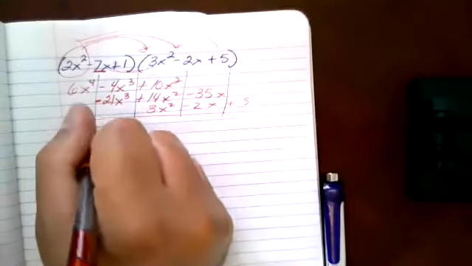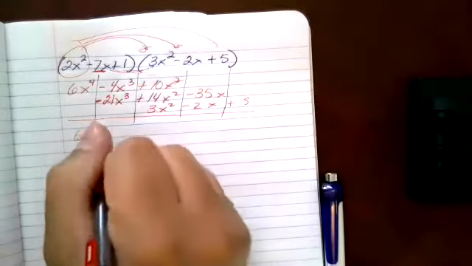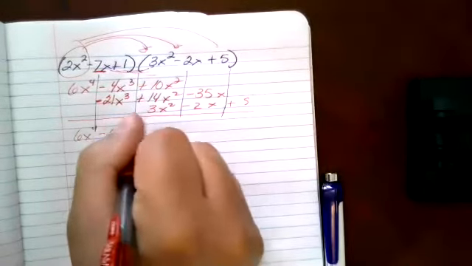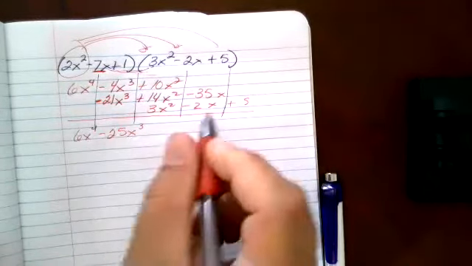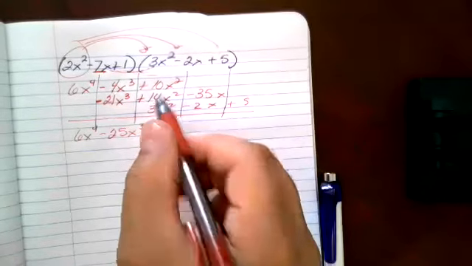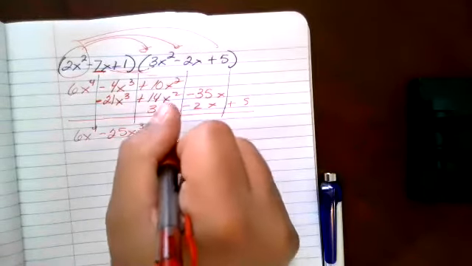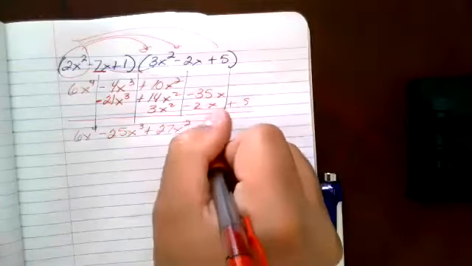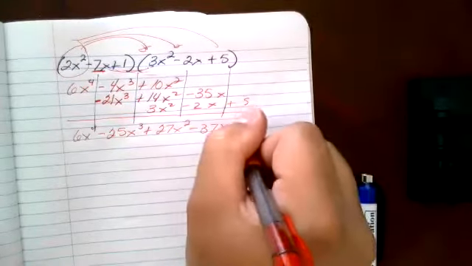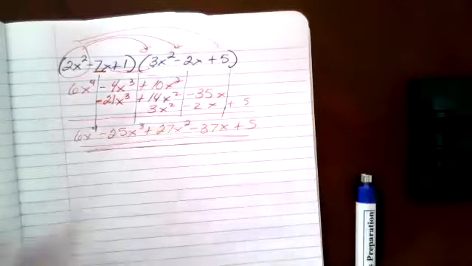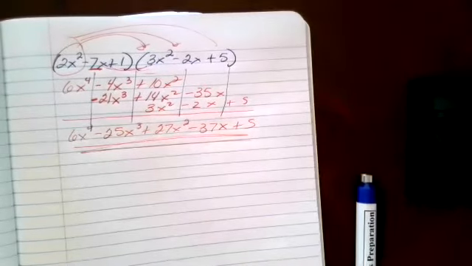So I have a 6x to the 4th minus 25x cubed. 10 and 14 is 24 plus 3 is 27x squared minus 37x plus 5. I hate that problem. Too long.